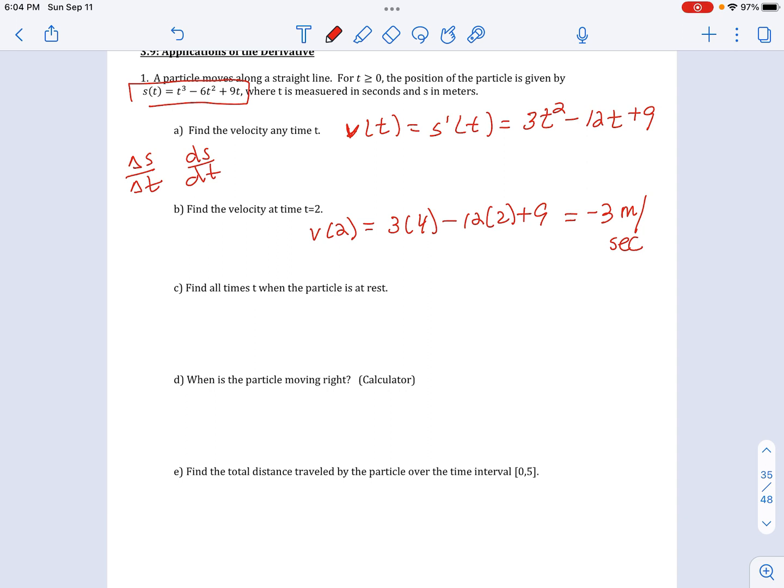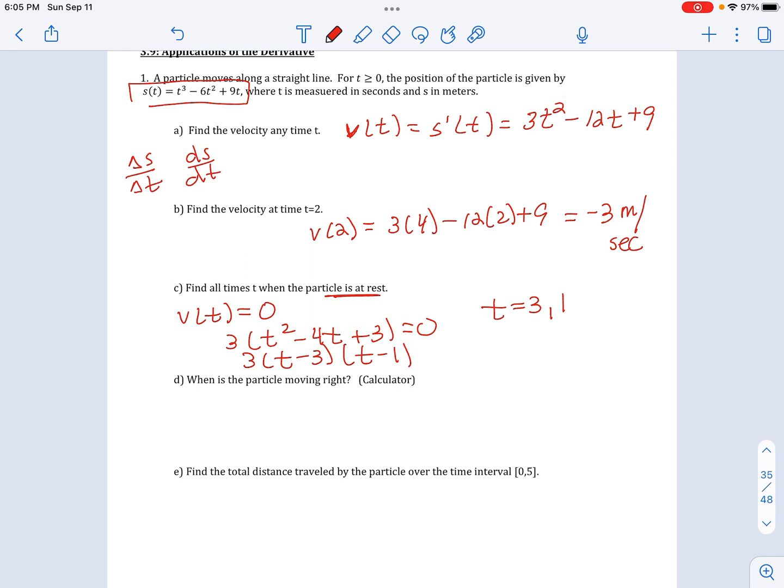Find all the times when the particle is at rest. So it's not moving at all, so we're looking for when is the velocity equal to 0. I'm going to just take my velocity equation and set it to 0. I do notice the 3 can be factored out pretty easily. So it does factor nicely into (t minus 3)(t minus 1). So the times when the velocity is equal to 0 would be at 3 and 1 seconds.